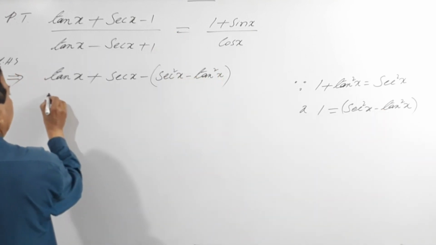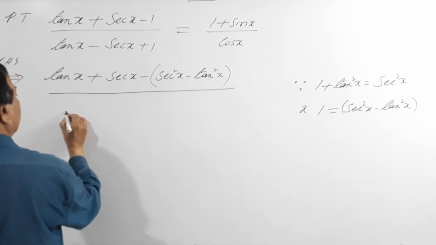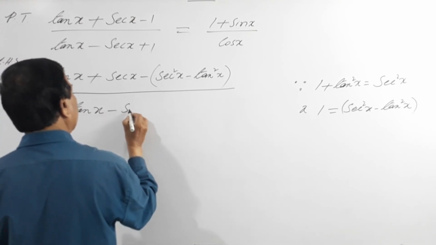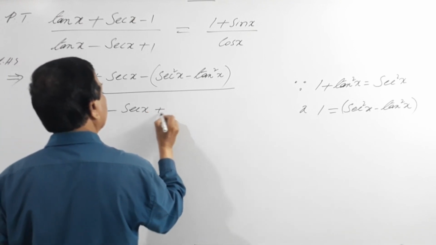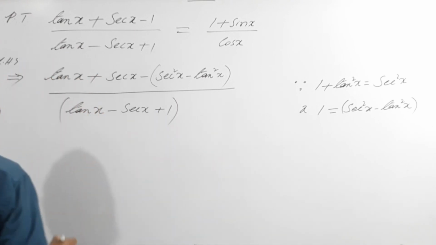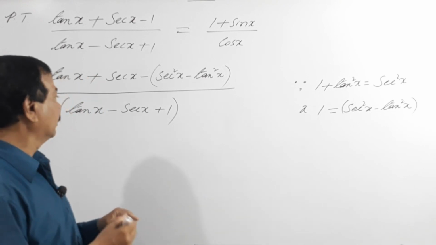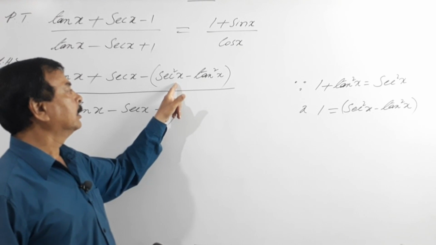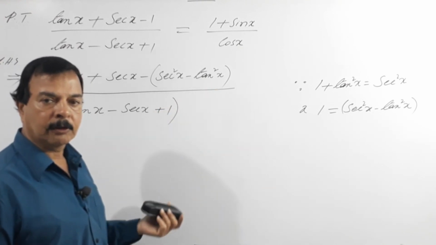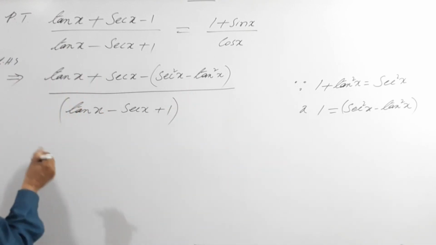So divided by what? Tan x minus secant x plus 1. Let me use a bracket this. So now watch very carefully here. What is this? This is nothing but a square minus b square, and a square minus b square is a plus b into a minus b. Yes, substitute that.